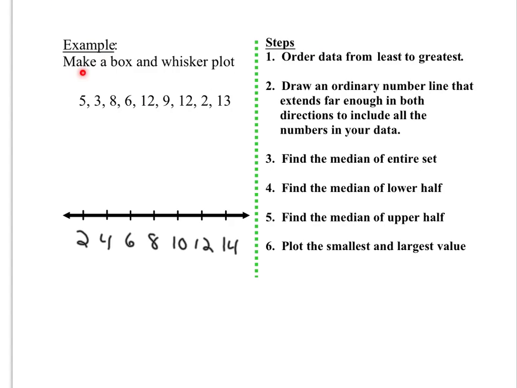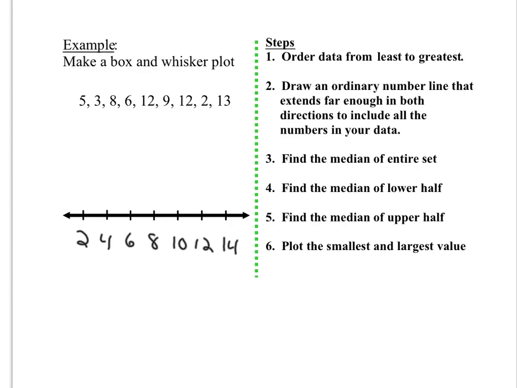So now here's an example. We want to make a box and whisker plot, and this is our data right here. Maybe this is the number of video games that certain people own or something of that sort. So this is the data, and our steps are over here. The very first step is to order the data from least to greatest, from smallest to largest. So I'm going to go ahead and do that.